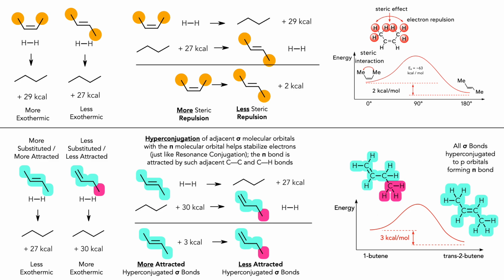And the energy difference can be a few kilocalories per mole. For example, 1-butene is about 3 kilocalories per mole less stable than trans-2-butene because trans-2-butene gets the maximum hyperconjugation with minimal sterics.